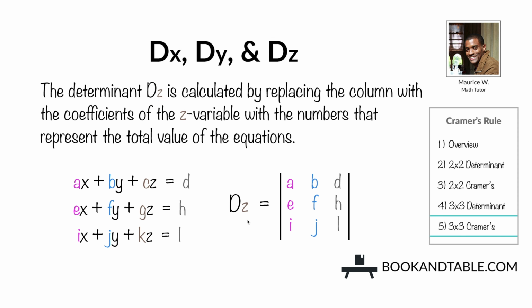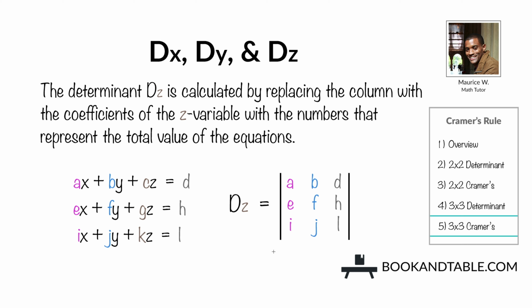And the last determinant that we need to find, dz, we can do so similarly. The determinant dz is calculated by replacing the column with the coefficients of the z variable with the numbers that represent the total value of the equations. So from our coefficient matrix, we replace c with d, we replace g with h, and we replace k with l. And now this is the 3 by 3 we would use to find dz.